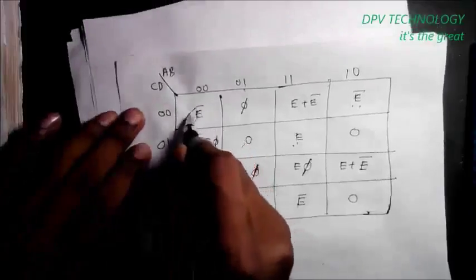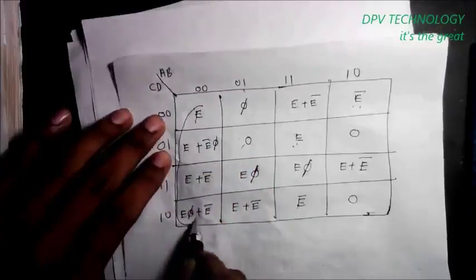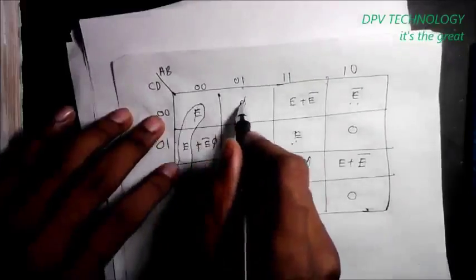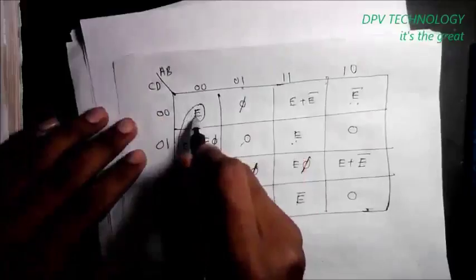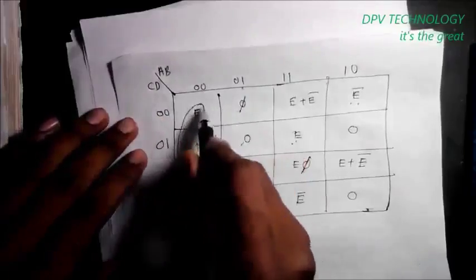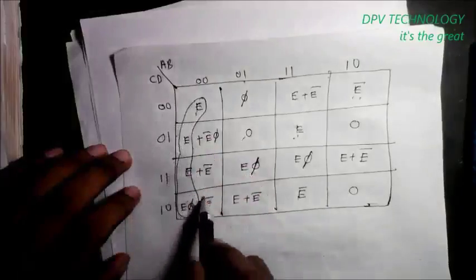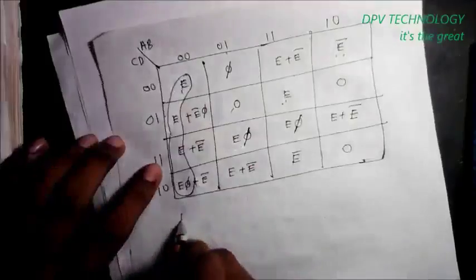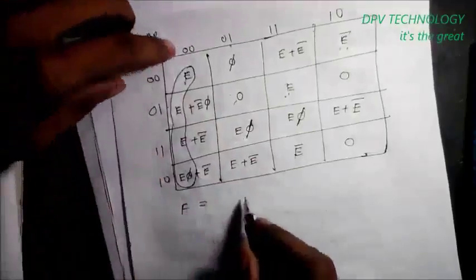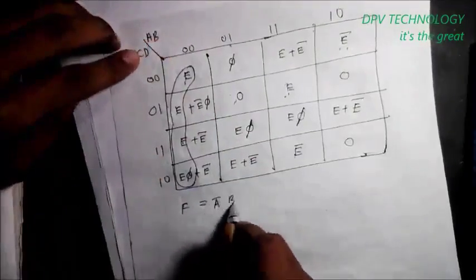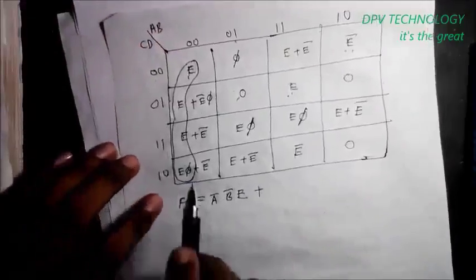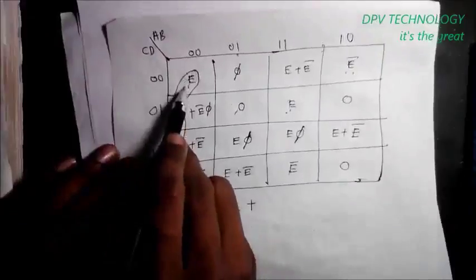So it will be something like this. If you group E with don't care, then it will be a 2 variable group, so it will not be efficient. So we make a group of 4 variables. Now from here you can read the map. First it will be what? This will be A bar, B bar and E. Now we have covered this single MAV.